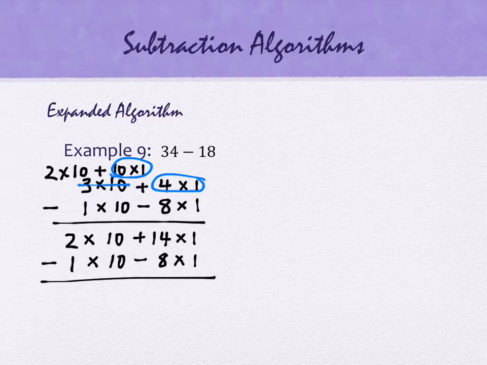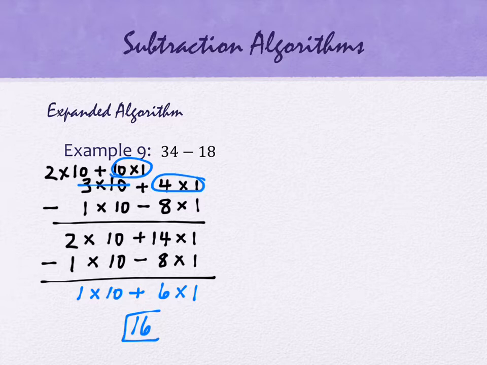We'll start with the right-hand side since we're modeling the standard algorithm here. I have 14 minus 8, 14 ones minus 8 ones, which gives me 6 ones. It's a positive number. And then I have 2 tens minus 1 ten, which gives me 1 ten. And this, in a condensed form, is the number, of course, 16. Any questions about that one?